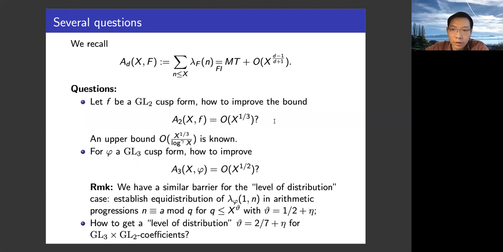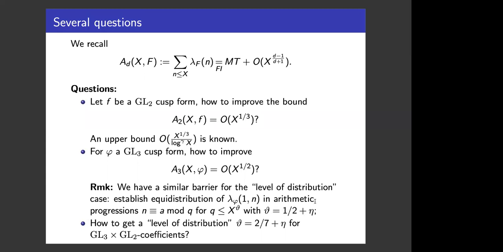At the moment, we do not know how to do it. And a similar question for the GL3 cusp form: how to improve the error term 1/2. And we have a similar barrier for the level of distribution problem. If we consider the distribution of the GL3 coefficient in arithmetic progression, and we would like to have the moduli as large as possible, up to actually 1/2. So at the moment, we only have 1/2, and to improve this 1/2 remains a challenge.